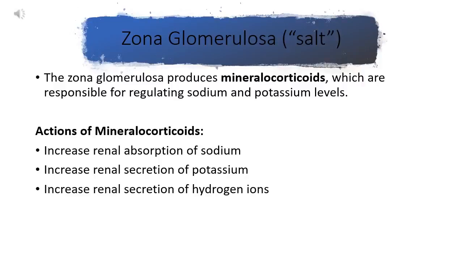So they do this by increasing the renal absorption of sodium, meaning that we're taking the sodium that was in the urine or filtrate and reabsorbing it back into the blood. And by getting rid of the potassium and hydrogen ions, or the acid, we're taking the potassium and the hydrogen ions from the blood and secreting them out of the body into the urine. These actions are important in the setting of hyperkalemia. Hyperkalemia is increased serum potassium. When there's too much potassium in the blood, aldosterone increases renal secretion of potassium, which restores the potassium levels back to normal.